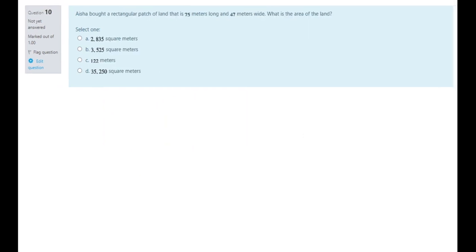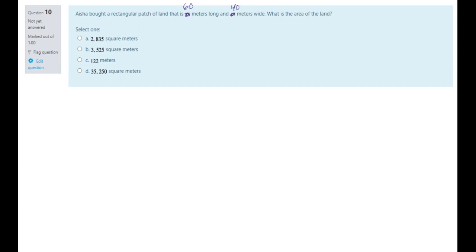Okay, so we've got someone buying a patch of land. I'm going to change these numbers here to, we'll say it's 60 meters long and 40 meters wide. Okay. And so it says Aisha bought a rectangular patch of land that is 60 meters long and 40 meters wide. What's the area of the land?